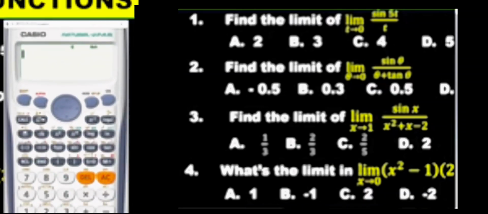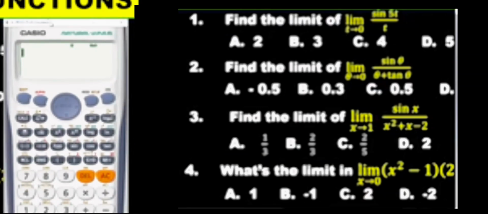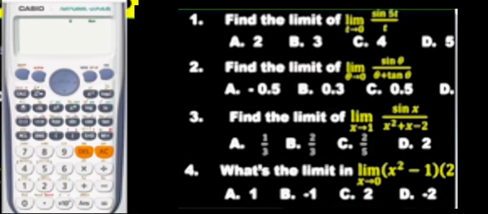You will see a tiny d on top. If you see that, that means you are in degree mode. And in trig limit, you must be in radian mode. So how do you do that?